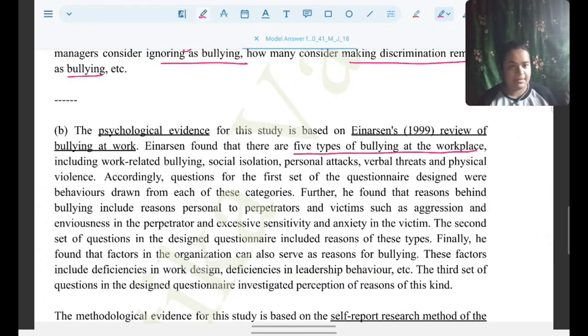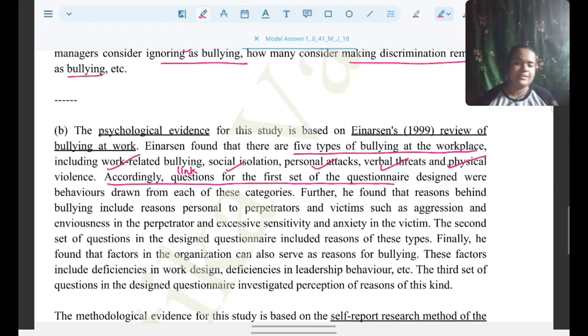Am I describing his theory here? Have I mentioned this so that I can describe his theory? Not at all. I have mentioned this because I have considered the types of bullying when I designed my questionnaire. So the types of bullying which were identified by Cz, I've mentioned them here, which are the 5 types. But why I have mentioned them here is to quickly, in the next sentence, link it with my study in part A, and this is the link.